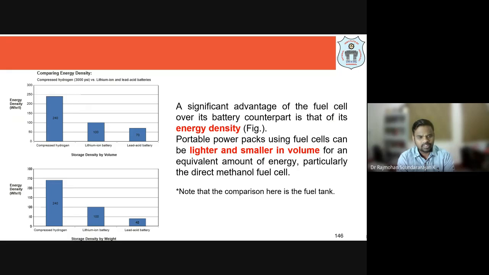So for this comparison between lithium ion battery and direct methanol fuel cells, we are seeing that it is going to be lighter and smaller in volume if you use fuel cells in comparison to lithium ion battery or lead acid battery. So this weight energy density is for the fuel tank.